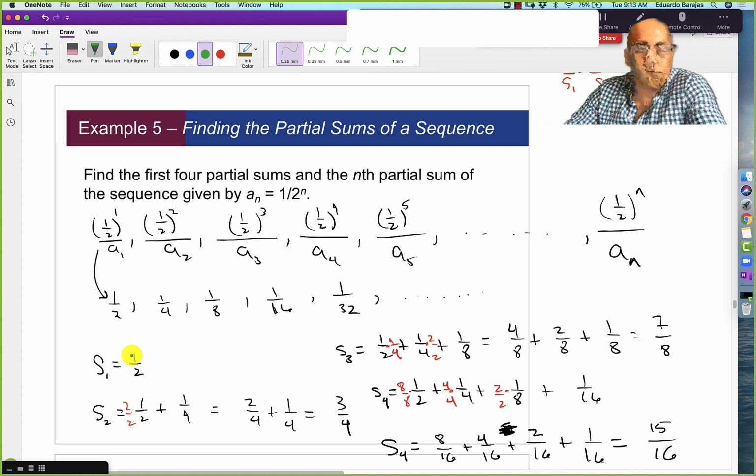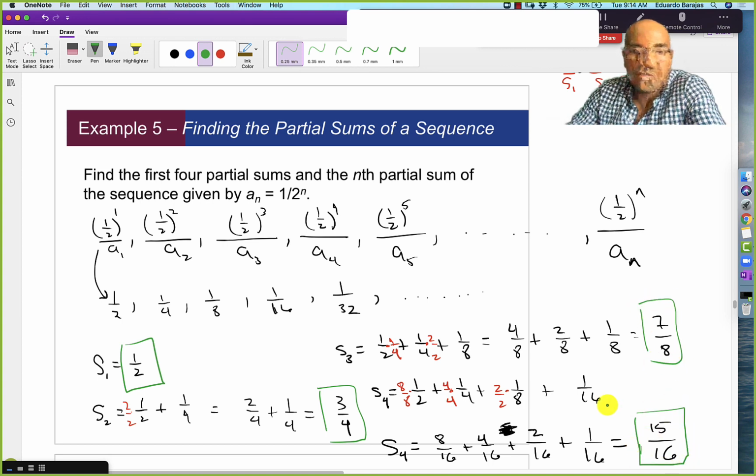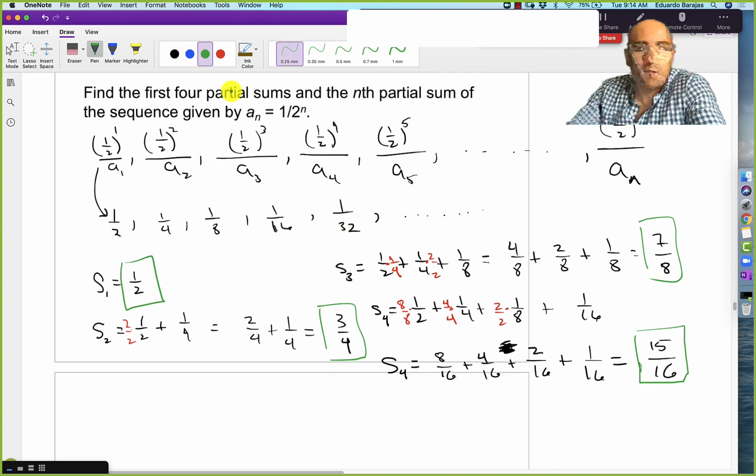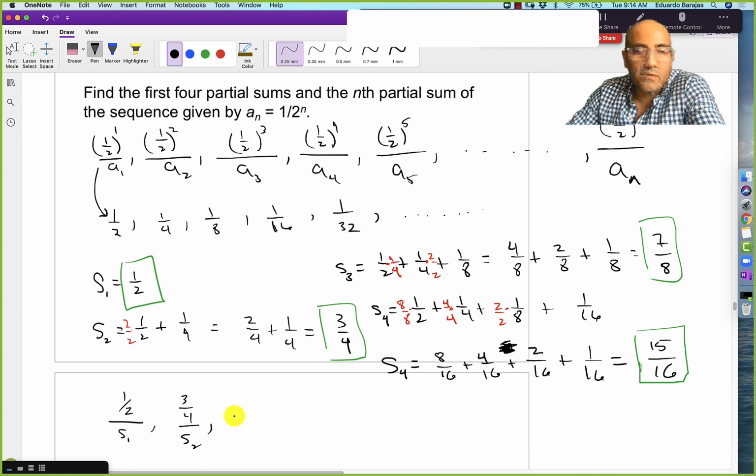Okay, so I already have my first 4 values. The first one on my new list is going to be 1/2, followed by 3/4, followed by 7/8, followed by 15 over 16. So let's write down those values. Here was my underlying sequence, a sub 1, a sub 2, a sub 3, right? And now s sub 1 is going to be equal to 1/2. S sub 2 was 3/4. S sub 3 is going to be 7/8. And finally, s sub 4 is 15 over 16.